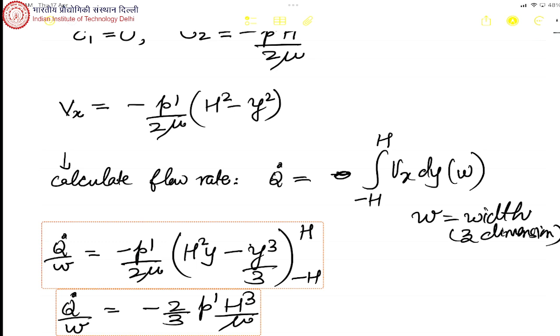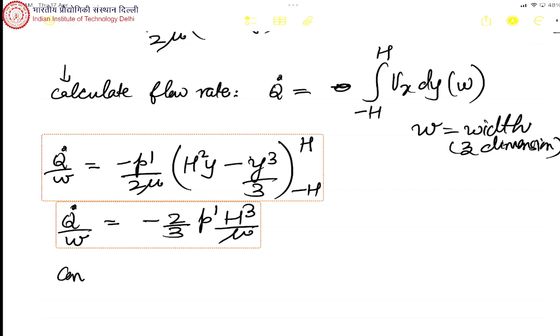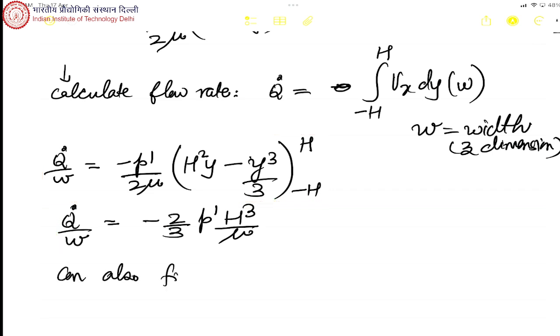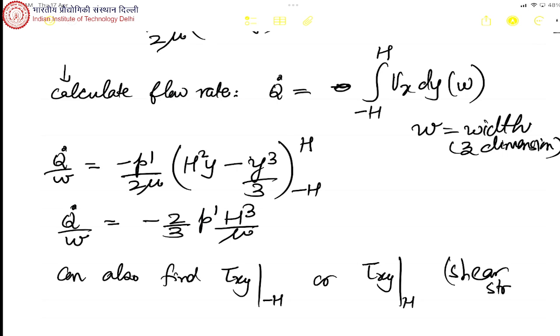Now this is a very simple example, but practically you can now use this to find the shear stress on the surface of the plate, and that is the force which the flow is exerting on the plate. So we can also find tau xy at minus h or tau xy at plus h. This is the shear stress on the plate.